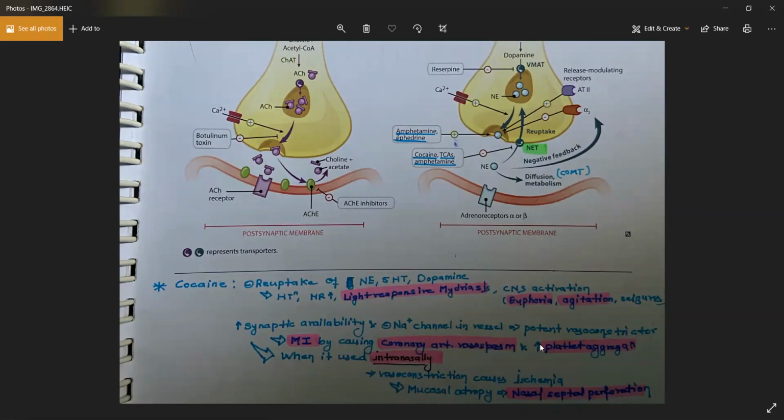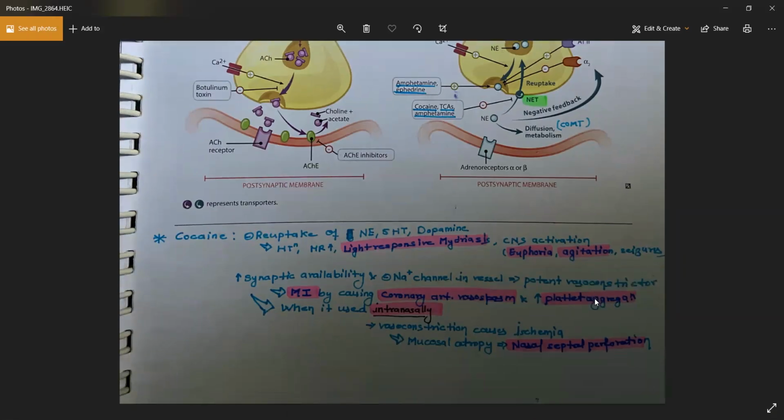And like I told you, the alpha receptors are involved in platelet aggregation, so you will get increased platelet aggregation. And whenever you take this drug intranasally, the blood vessels inside your nose will undergo vasoconstriction, and as a result you will get ischemia. Ultimately after the ischemia, you will get mucosal atrophy and nasal septal perforation. So these are the symptoms of cocaine toxicity.